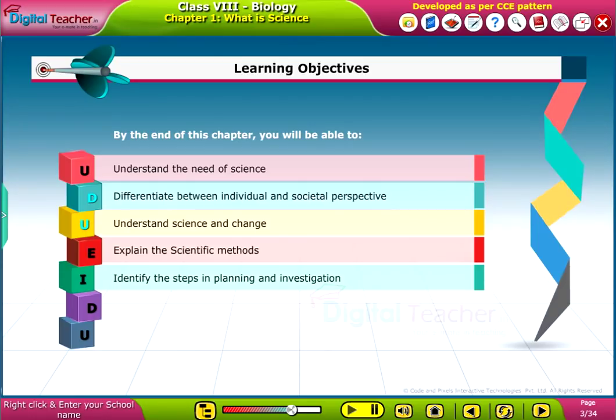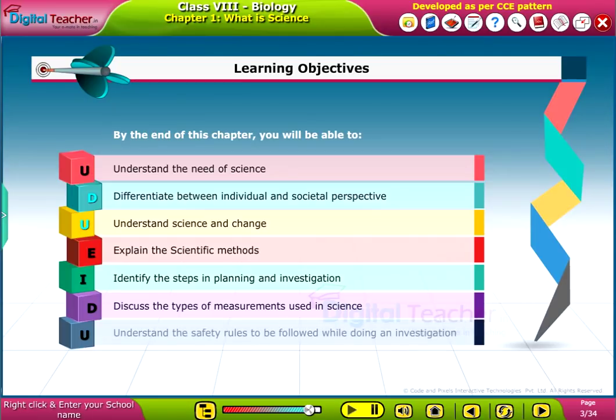Identify the steps in planning and investigation. Discuss the types of measurements used in science. Understand the safety rules to be followed while doing an investigation.